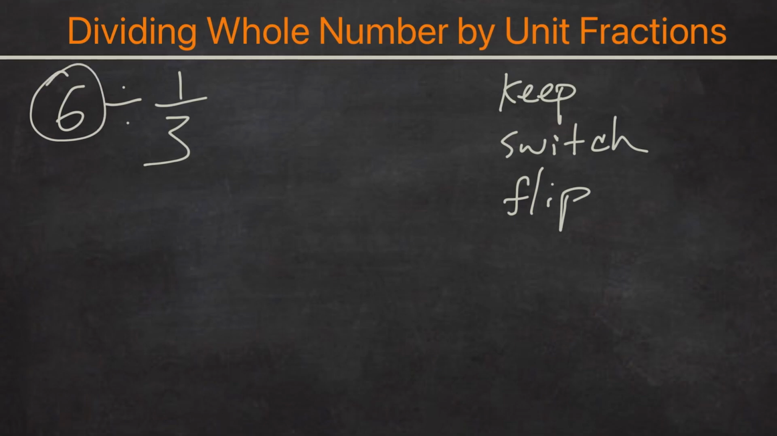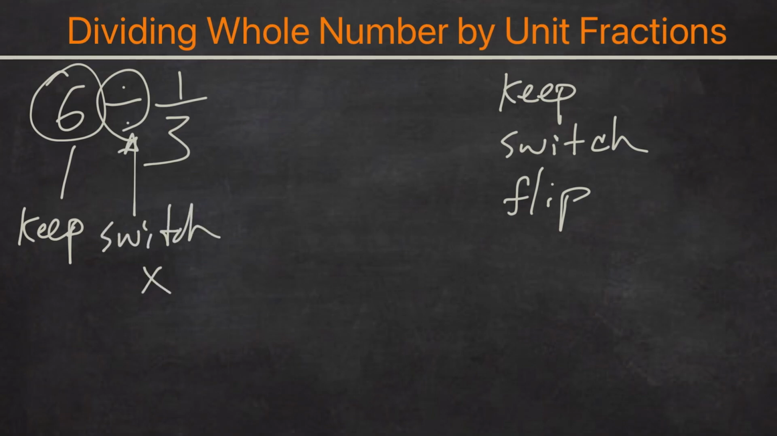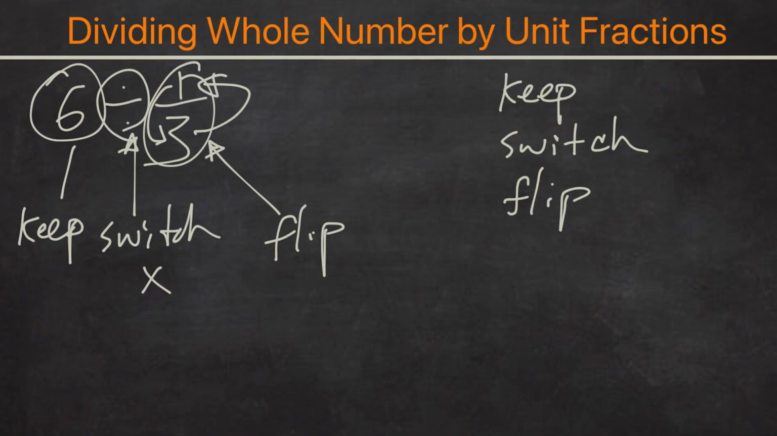Okay, so we keep by keeping this number. Switch, we will switch the division to multiplication, and then we will flip the numerator to the denominator and denominator to the numerator. So if we rewrite, it will look something like this. 6 times 3/1. And now we convert the whole number to a fraction. You can always put a 1 in the denominator as it won't change the value of the whole number.